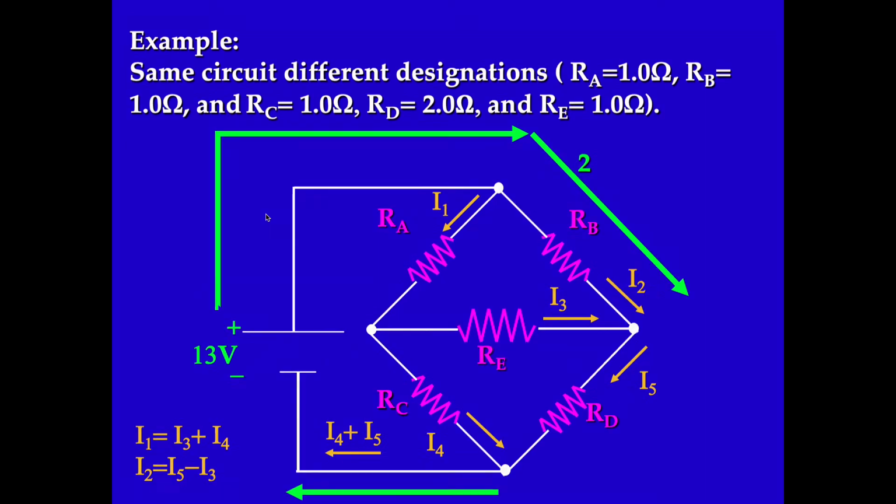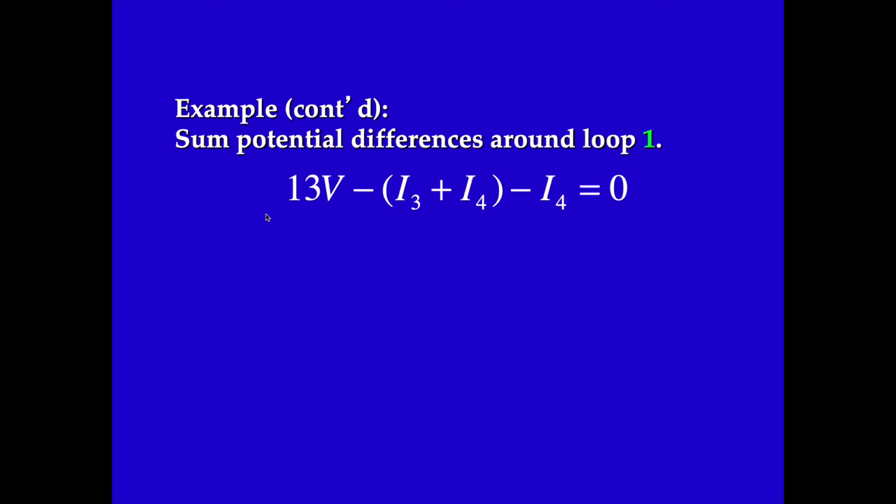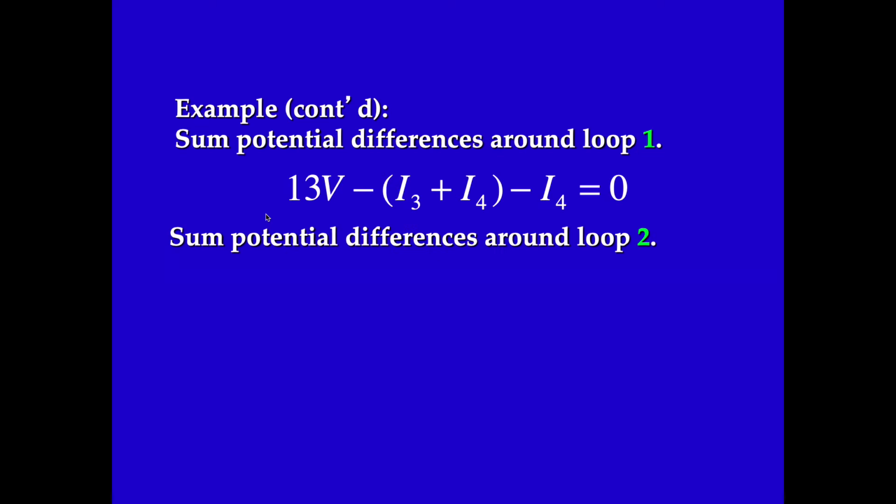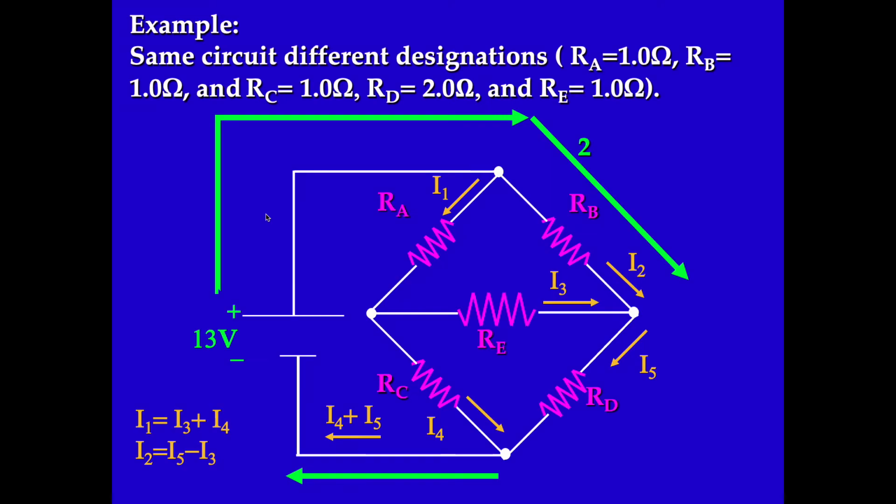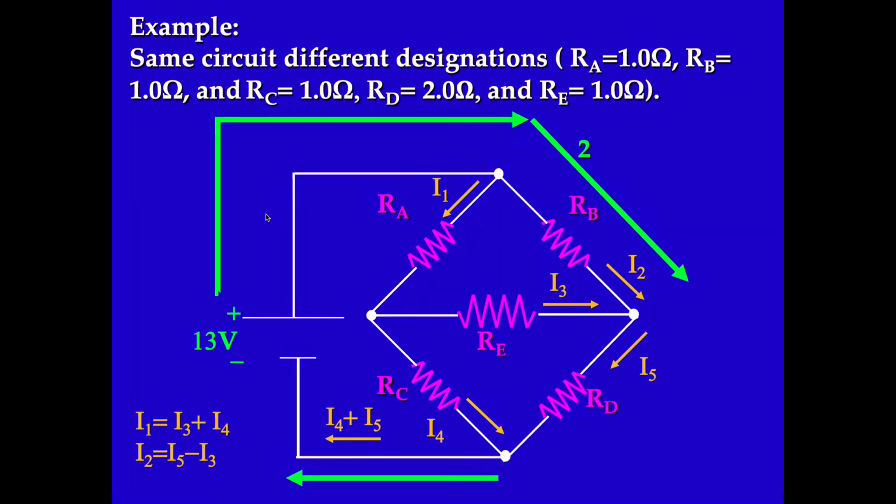And I can sum the voltage drops. I have it. You can go through this yourself. The only difference is I chose different current designations. You chose the bottom loop instead of the top. And you can go through and solve the problem again, and you should get the same results, except that you'll get I3, I4, and I5.